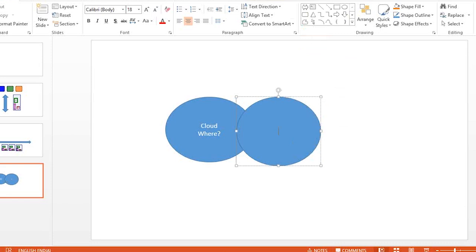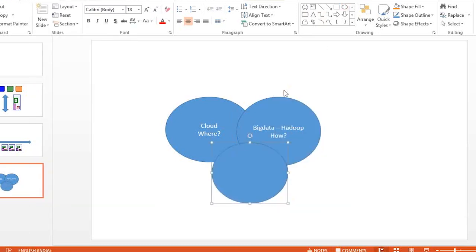Hadoop, big data. We have the Hadoop framework. This is going to give the answer to the question of how you are going to handle a huge amount of data, how you are going to process a huge amount of data.